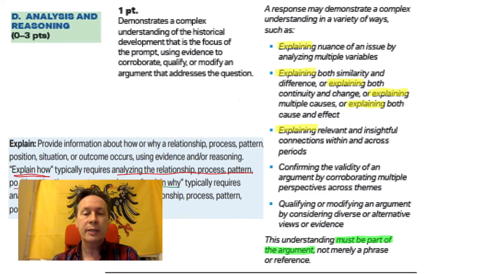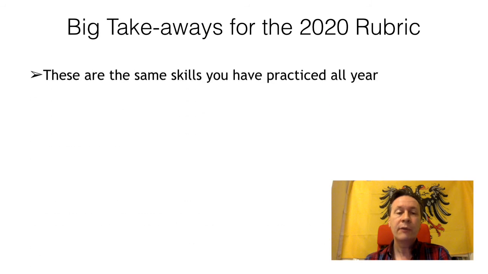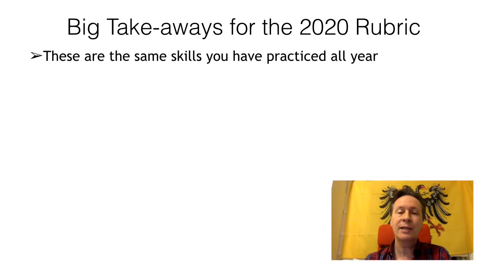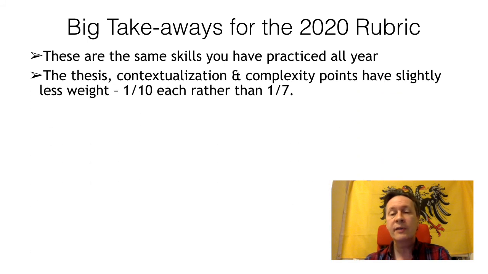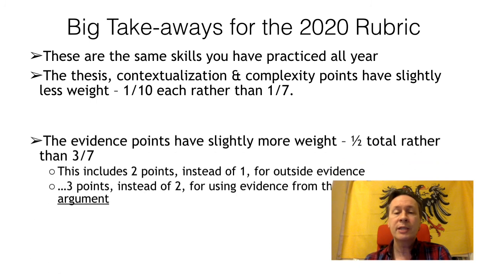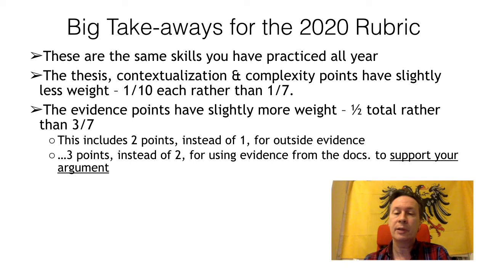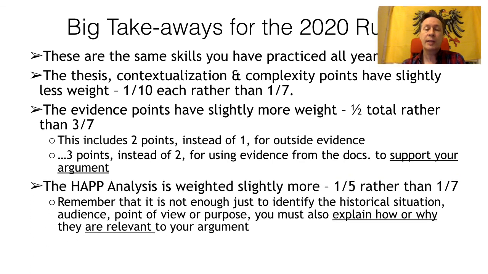Now for the big takeaways about this rubric. First, these are the same skills you've been practicing all year. Second, the thesis, contextualization, and complexity points have slightly less weight, 1/10 rather than 1/7. The evidence points have slightly more weight, 1/2 total rather than 3/7. This includes two points instead of one for outside evidence, and three points instead of two for using evidence from the documents to support your argument. The HAP analysis is weighted slightly more, 1/5 rather than 1/7.